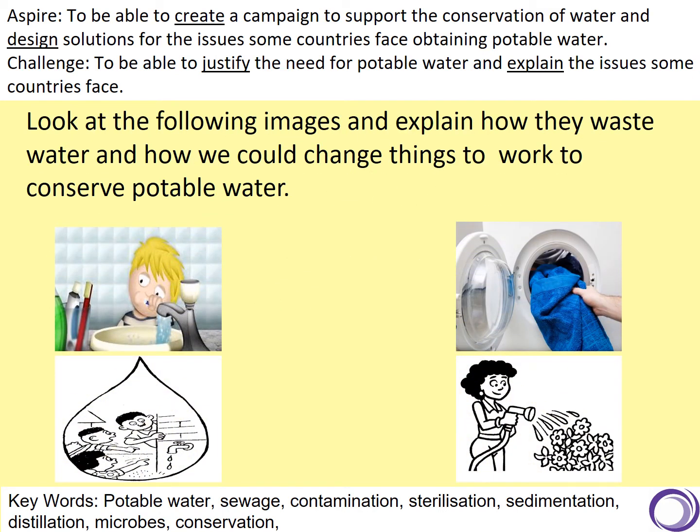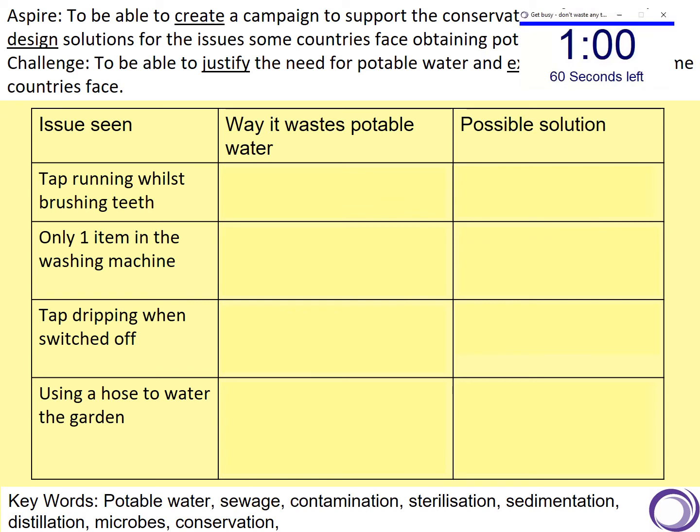What I want you to do is look at the 4 pictures that are there in front of me, and explain how they waste water and how we could change things to conserve potable water. So what different thing could be done to ensure that in these situations the water is conserved rather than wasted? Okay, so you've got a minute to get this table down. This is going to allow you to record what is being said about those individual images that you saw.